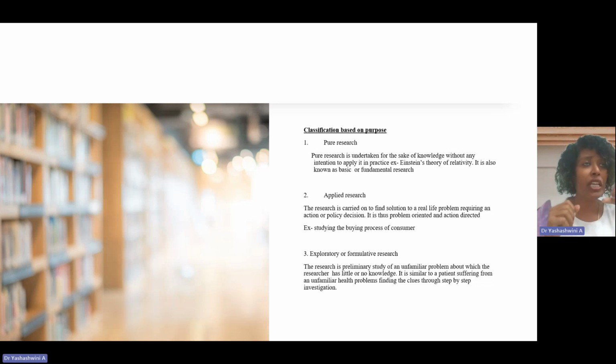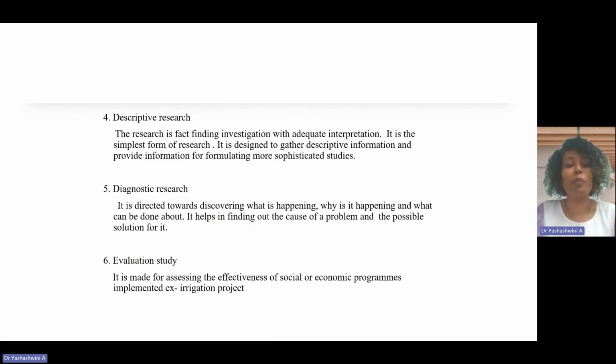Exploratory research is where a researcher is unfamiliar with the problem or has only a little knowledge about this particular problem or situation, and tries to find out a solution by step-by-step investigation. And that is called exploratory or formulative research. Let me explain to you the next type of research.